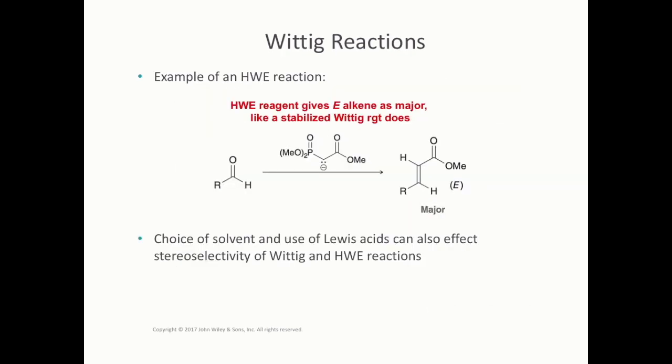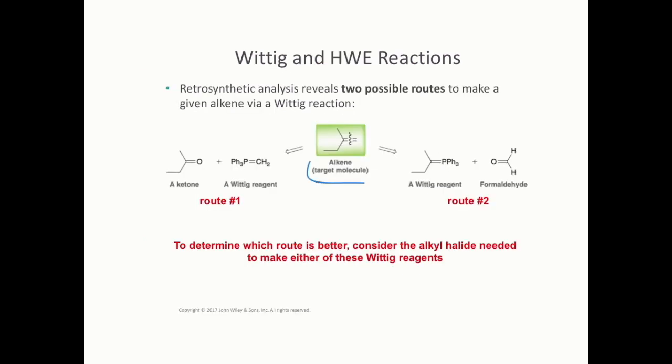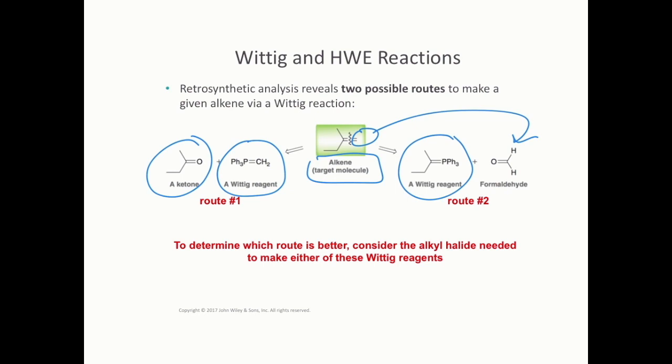The HWE reaction gives an E-alkene as the major product, just like stabilized Wittig reactions. If we look at this alkene molecule, we can examine two different routes to making the alkene using a Wittig reaction. Through route 1, we would start with this ketone and this Wittig reagent. Through route 2, the right half would come from the formaldehyde and the left half would come from the Wittig reagent. So the question is, which route is better?